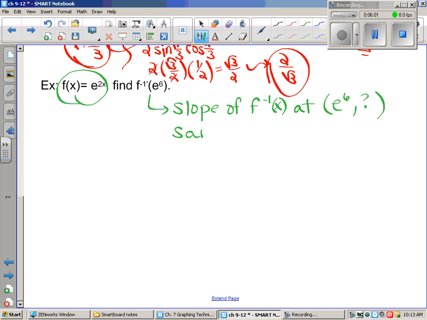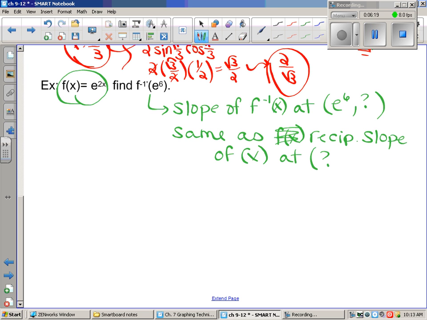So I know that that must mean that it's the same as, oops, sorry, let me just write that, reciprocal slope of f of x at something, comma, e to the 6th. So before I go too far, I'm going to use this function to determine when that equals e to the 6th. I'm hoping that's a pretty easy fix for you, and you can see that this isn't just question mark, this is 3. And so that means that this is e to the 6th, 3.